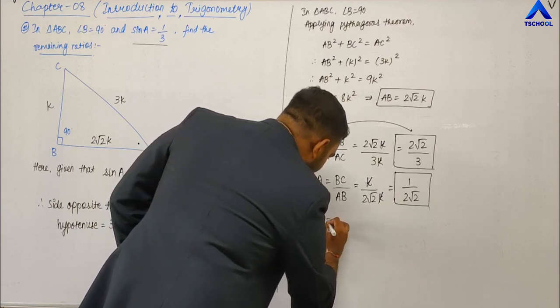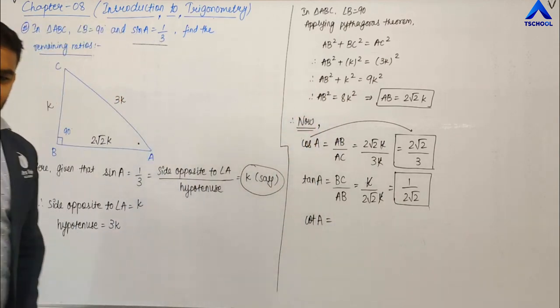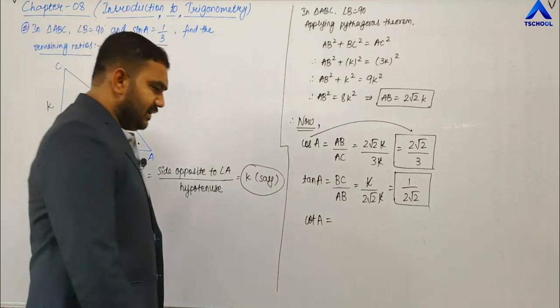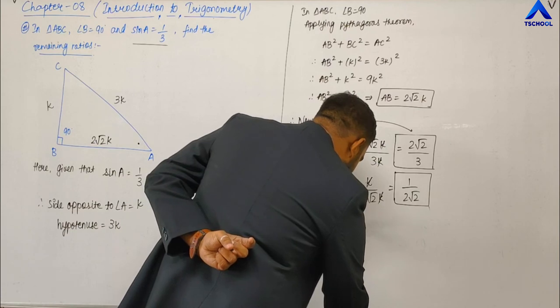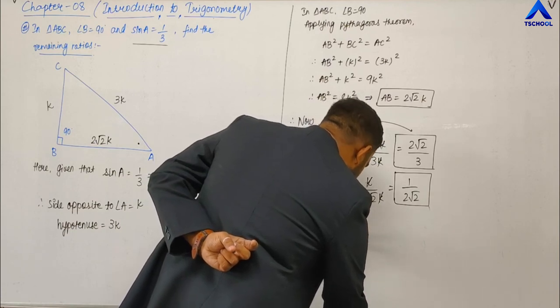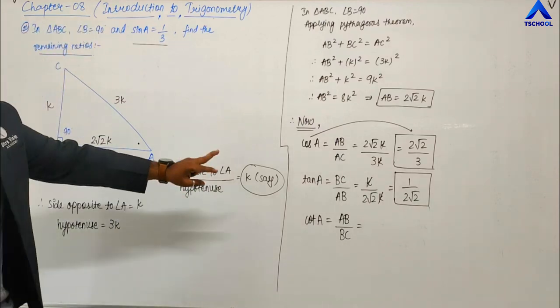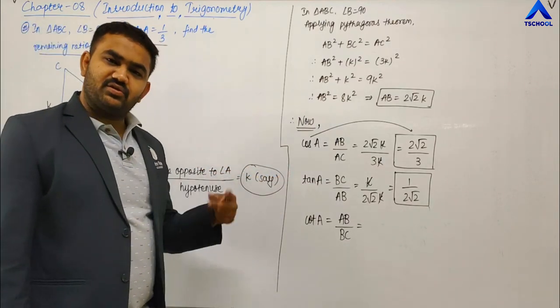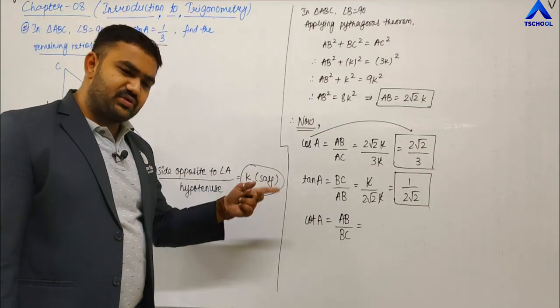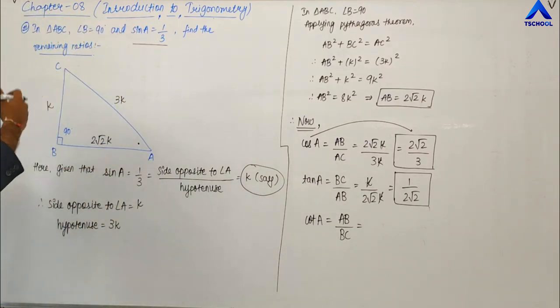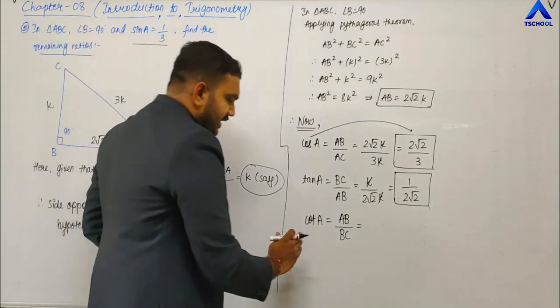Let us find out the third one. Cot A, that is side adjacent to angle A upon side opposite to angle A, or basically AB upon BC. Friends, you can also write it like cot A equals 1 upon tan A, that we have written before this example, right? So you can also write it down like that.